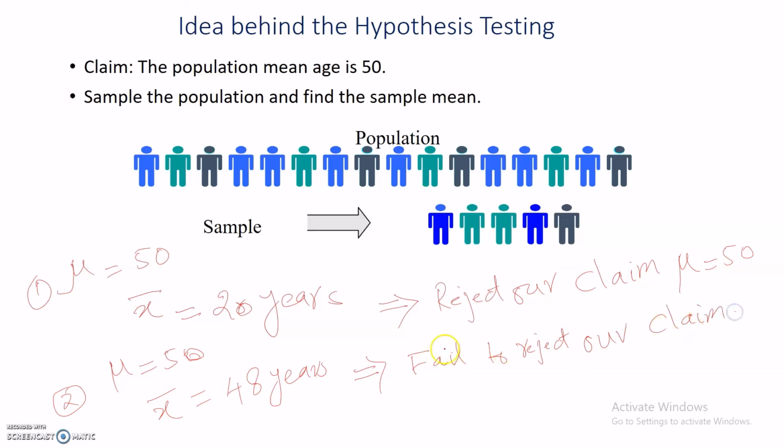So we stay where we are. We don't make any changes. We say, okay, we keep the same statement: the mean age is 50, because our sample data do support our claim. So we are not in a position to reject our claim. So that's the basic idea.